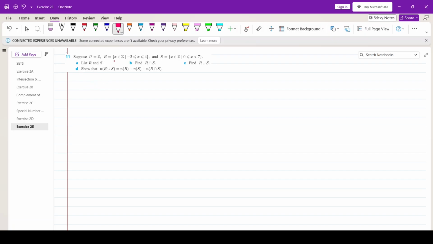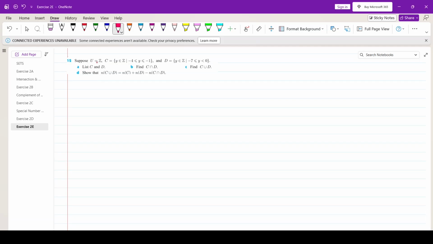R is a set of all integers between -2 and 4, both included. And S is a set of all integers between 0 and 7, 0 included. List R and S. This is again your homework. We have done many questions like this. Let's move on to the next question.